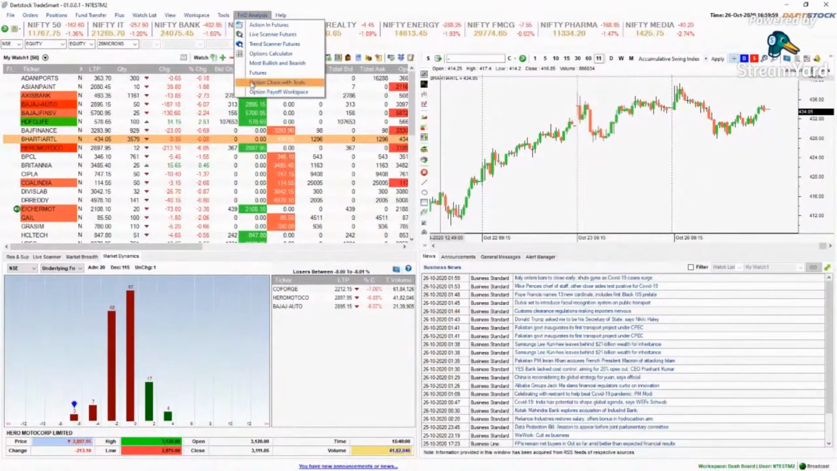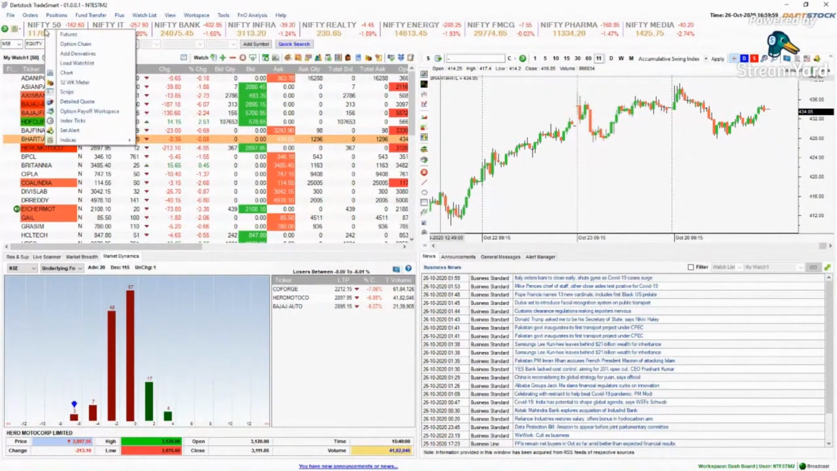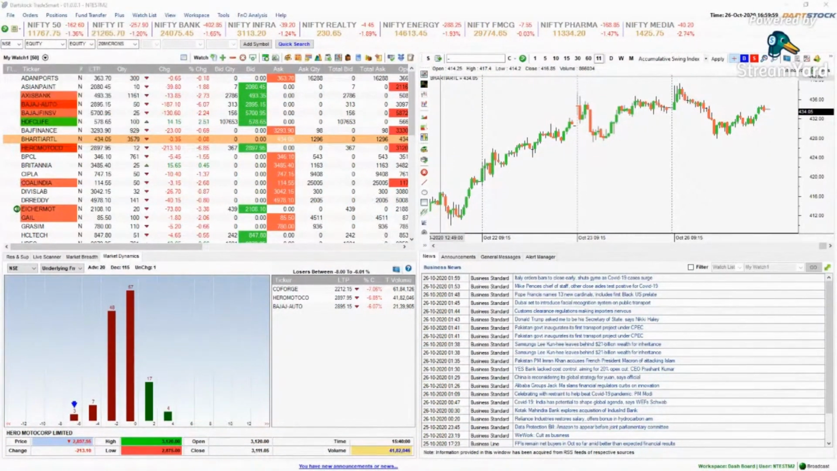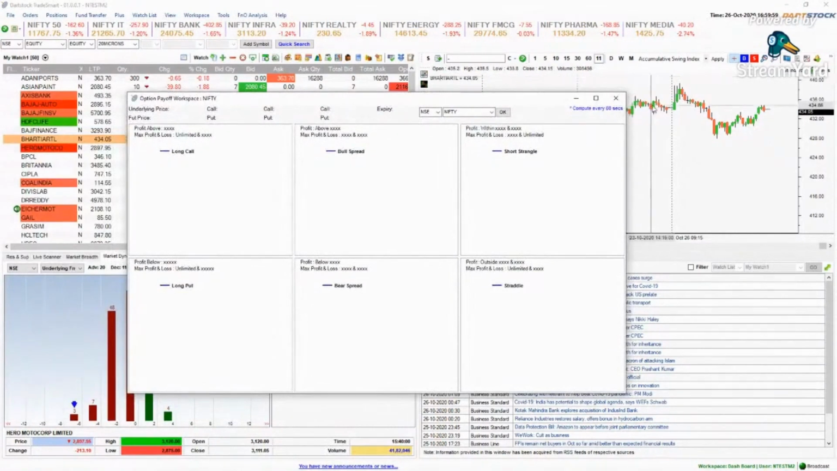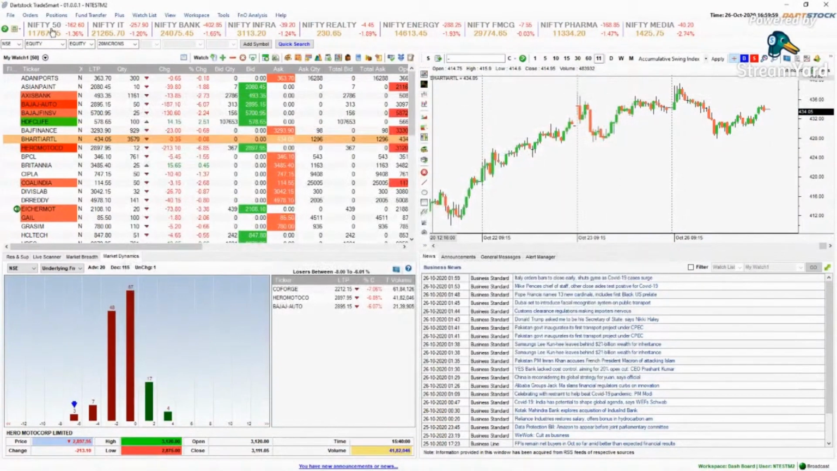One thing I'm going to take before I conclude. I hope you can see something like this, which is Nifty 50. I'm going to right click, and you can see something called the option payoff workspace. Just click here, and in one button, this gets loaded. Look at this. This can actually do wonders for people.